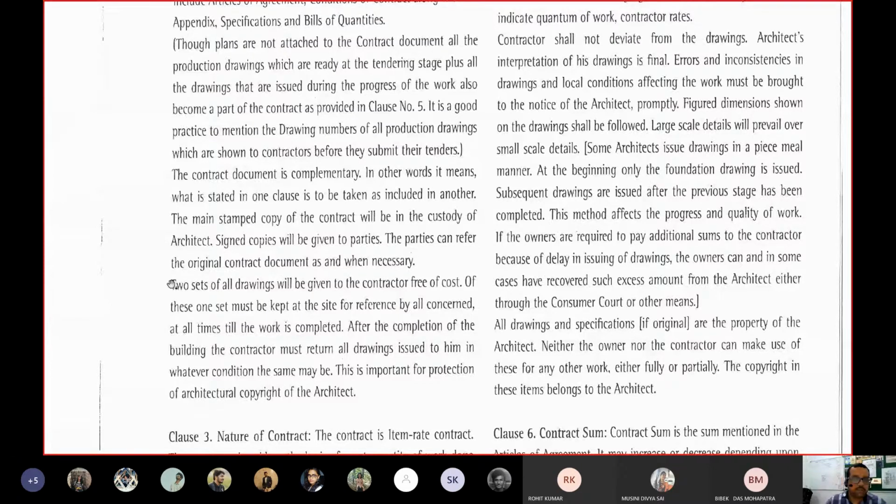Along with that, the last paragraph says two sets of all drawings will be given to the contractor free of cost. This is particularly important. When we prepare working drawings, we generally have two more copies of the original drawing. Those two copies are given to the contractor. Why two copies? Because one copy will be kept at the site office for the record of the contractor, and the other will be issued to the workers or the supervisors from time to time.